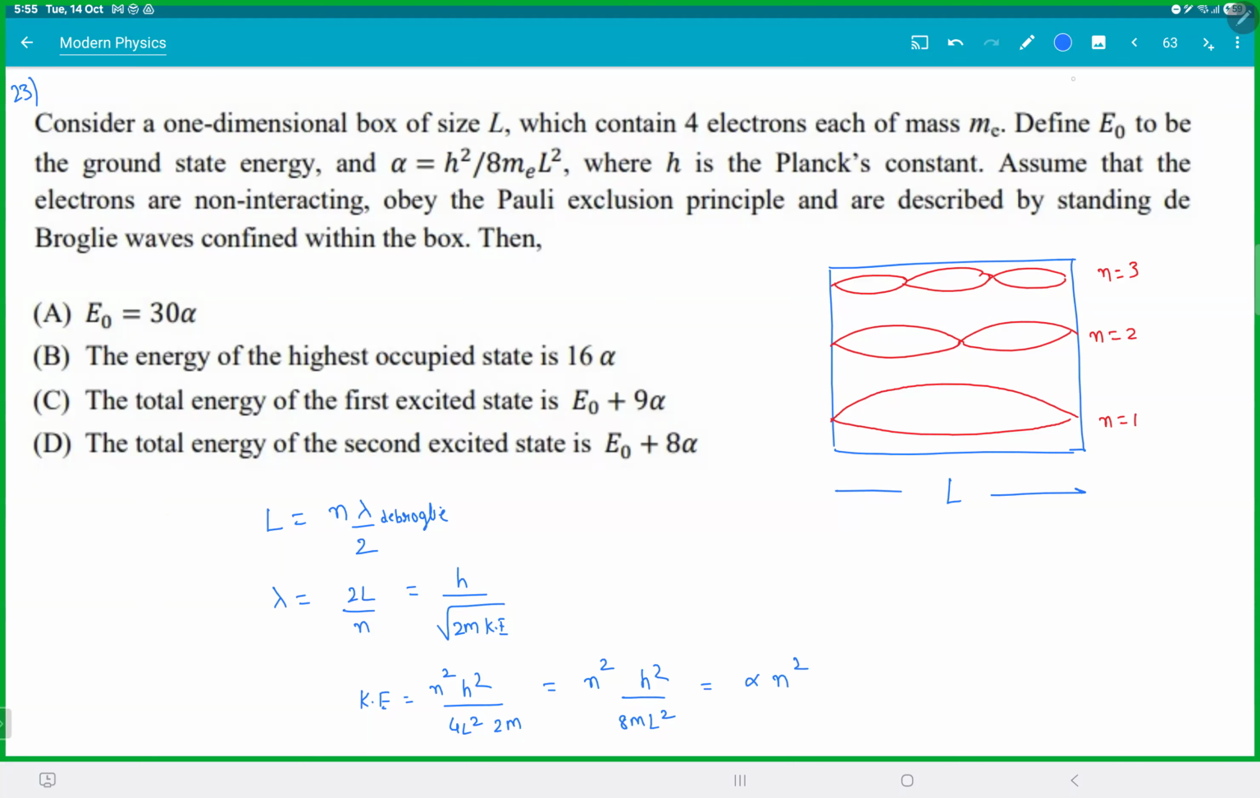And there is one more word I saw. He said these are non-interacting, meaning potential energy is 0. Therefore, the total energy must be potential plus kinetic.